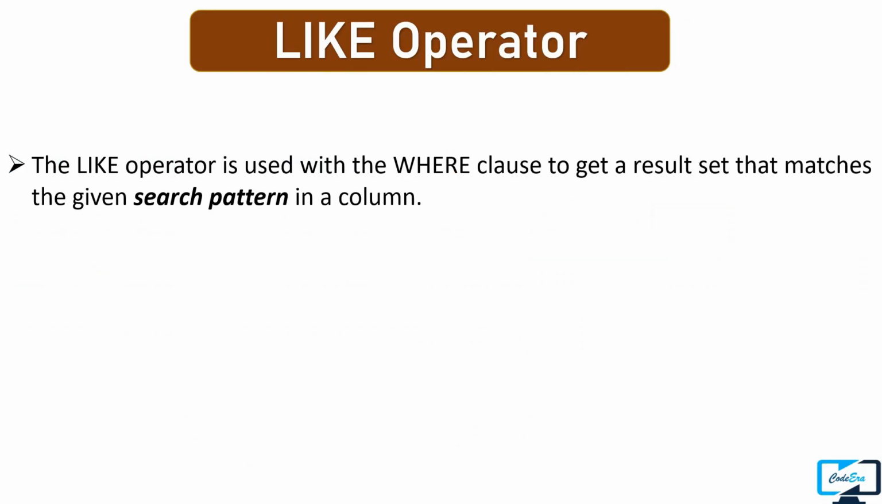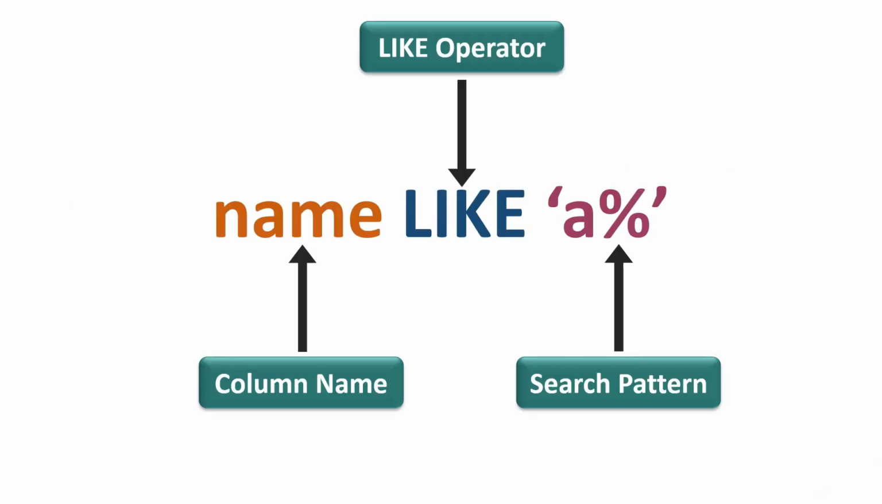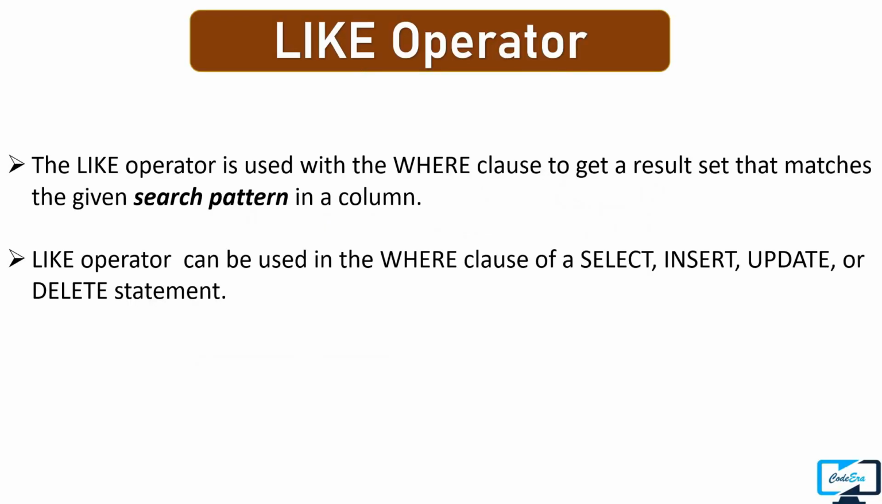The like operator is used with the where clause to get a result set that matches the given search pattern in a column. So we provide a search pattern for a column to the like operator, and then the like operator tests whether any value of the specified column matches the given search pattern or not. In this way the like operator filters the data. We can use the like operator in the where clause of a select, insert, update or delete statement.